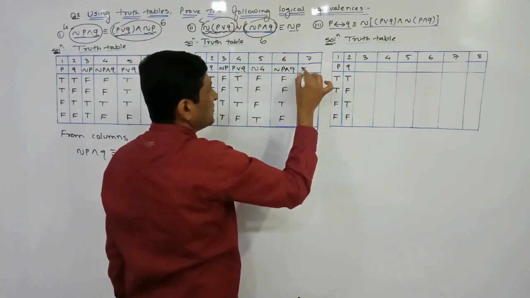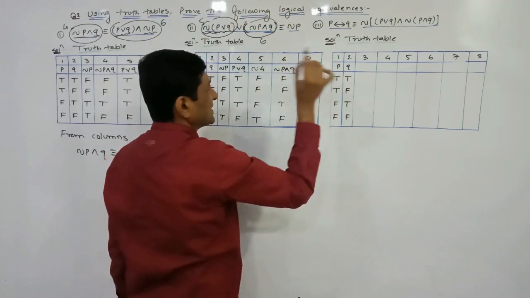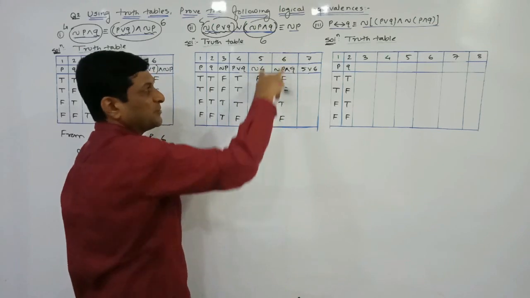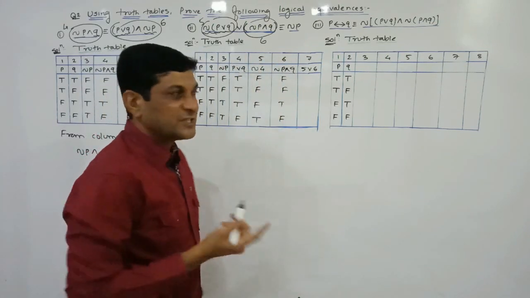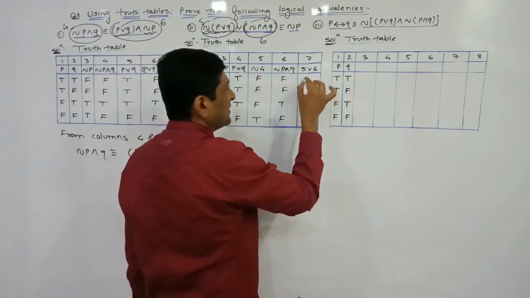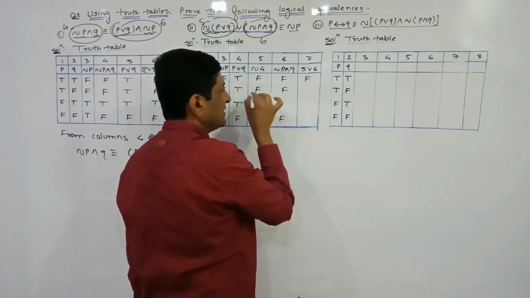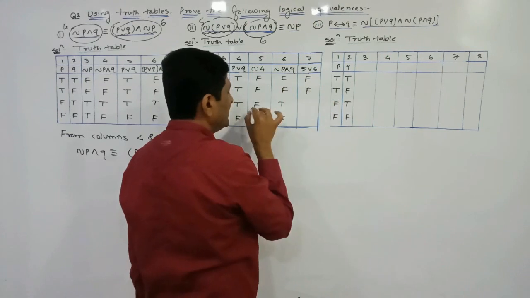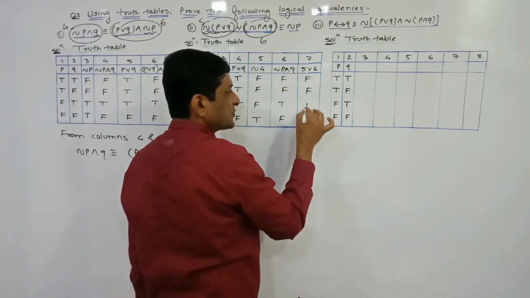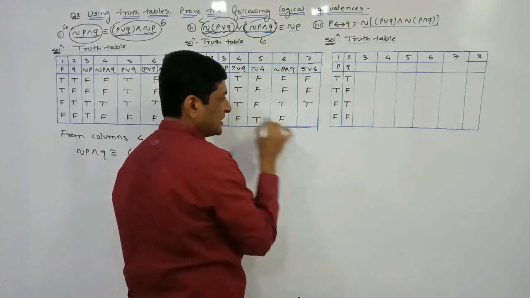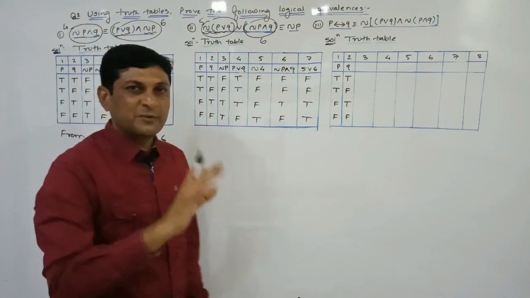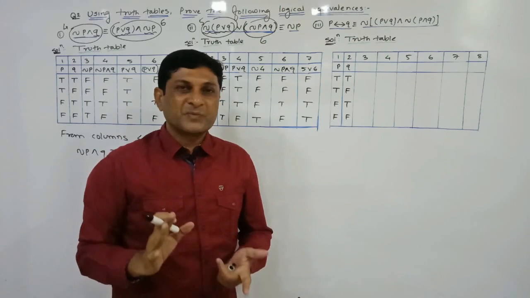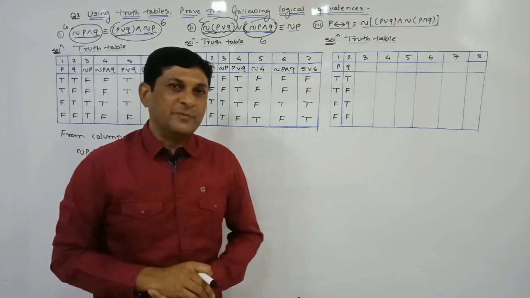Lastly, we are connecting these 5 and 6 by which logical connective? Or. So, 5 or 6. Means these two statements we are connecting by OR. In case of OR, if at least one statement is true, the result will be true. So here we will get F since true is not there. Here also we will get F. Here one statement is true, so the result will be true. Here also one statement is true, so the result will be true. Means in case of OR, if at least one statement is true, then the truth value of OR will be true.